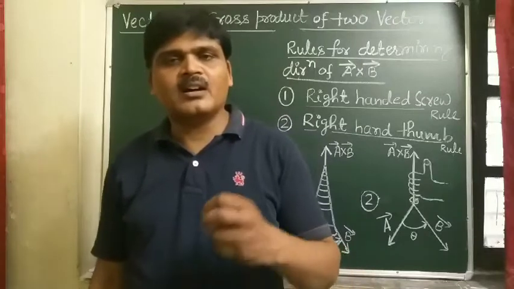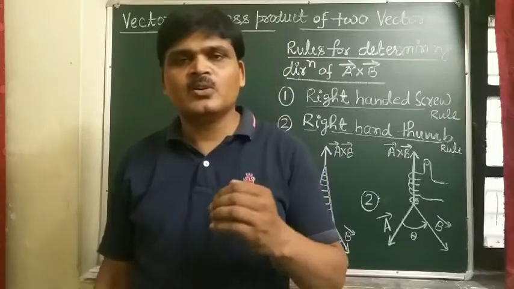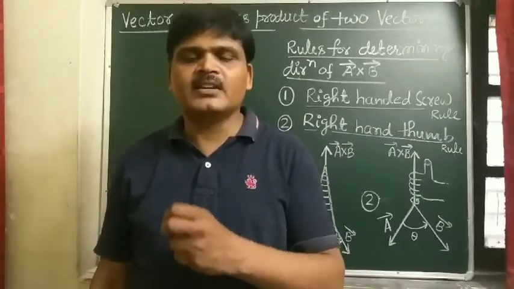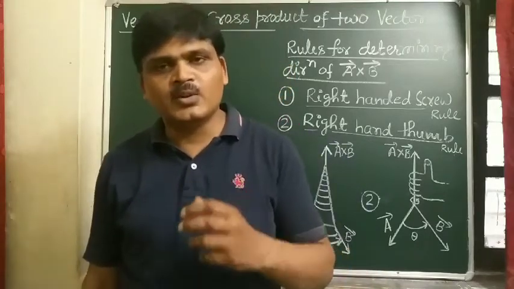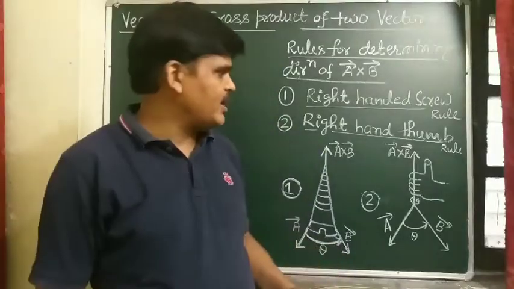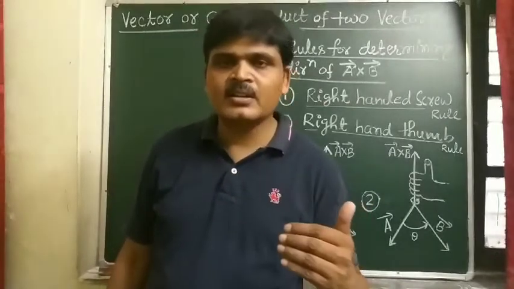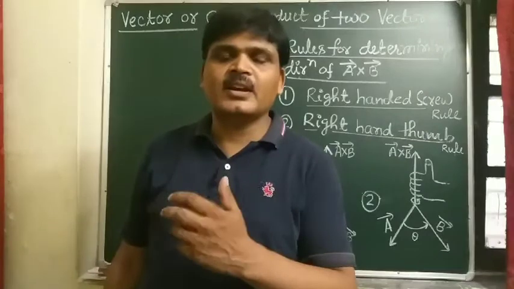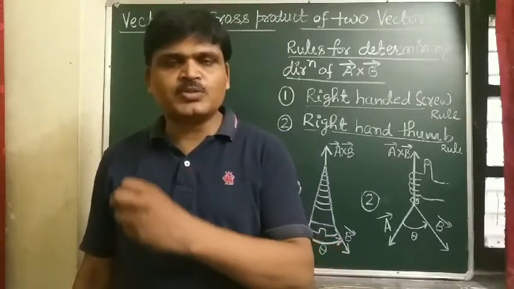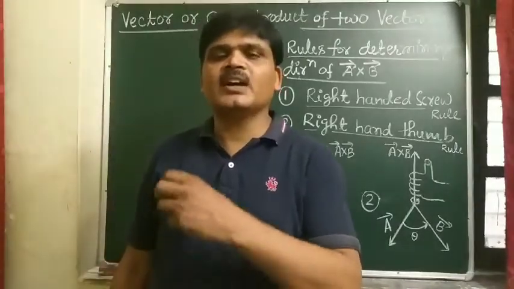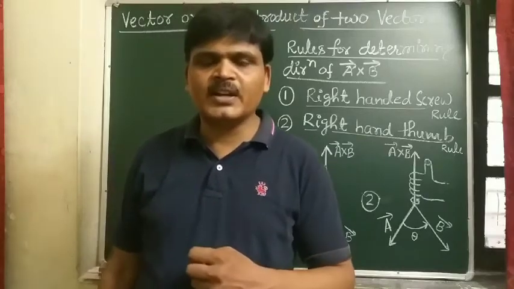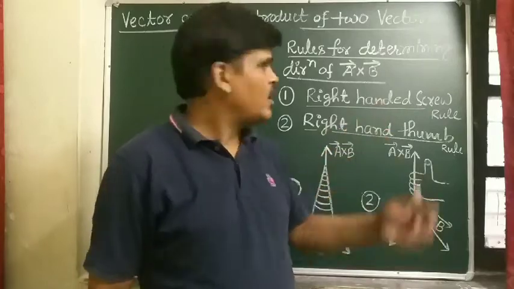The vector or cross product of two vectors can be defined as the vector whose magnitude is equal to the product of the magnitudes of the two vectors and the sine of the angle between them, and whose direction is perpendicular to the plane containing the two vectors and is given by the right hand rule. Once again, the vector product or cross product of two vectors can be defined as the vector whose magnitude is equal to the product of the magnitudes of the two vectors and the sine of the angle between them, and whose direction is perpendicular to the plane of the two vectors and is given by the right hand rule or right hand screw rule.